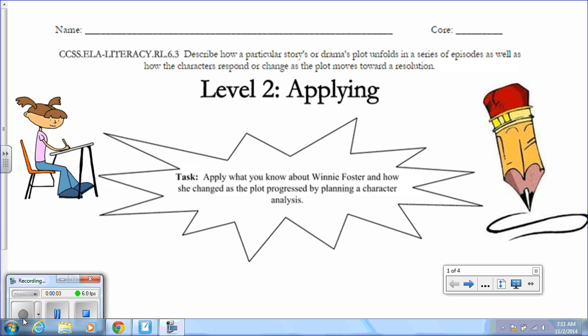Congratulations on making it to level 2. You are going to apply what you know about Winnie Foster and how she changed as the plot progressed for planning a character analysis. You've already done this in class. You did this at your tables and you analyzed how the Tucks grew or changed. But now you're going to do this on your own independently with Winnie Foster.